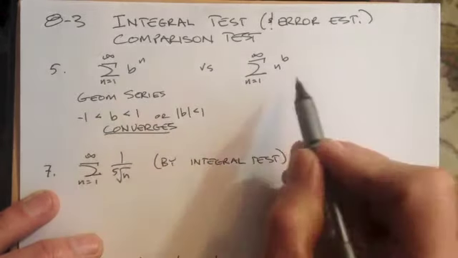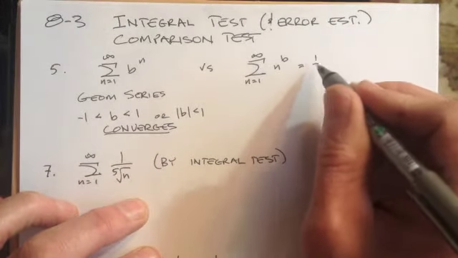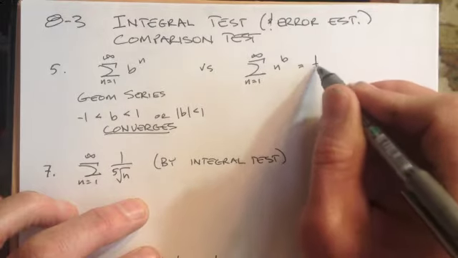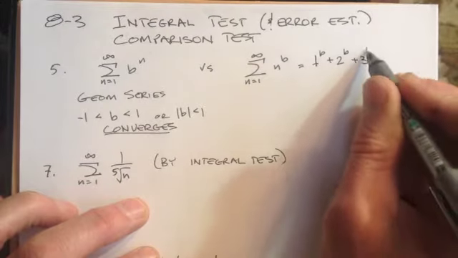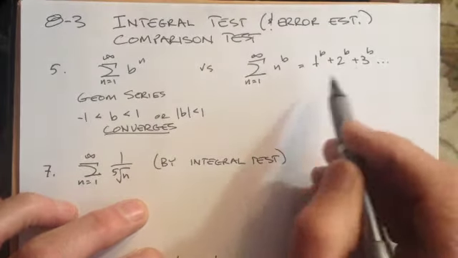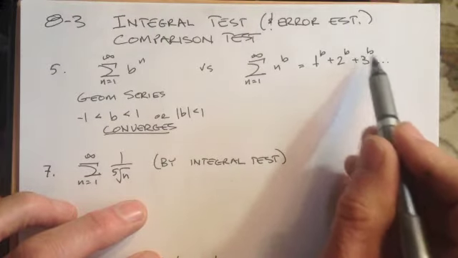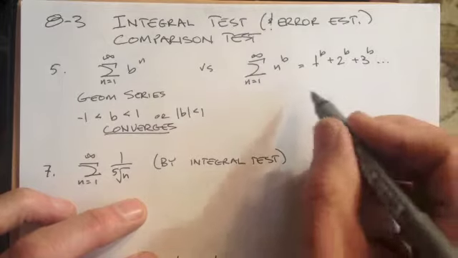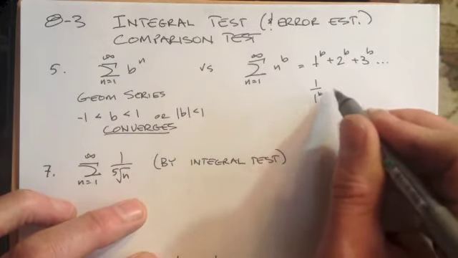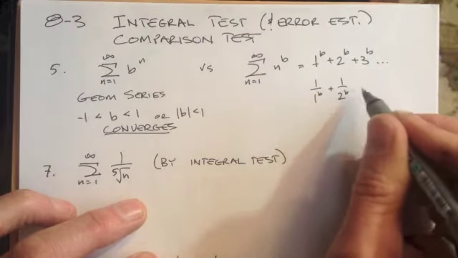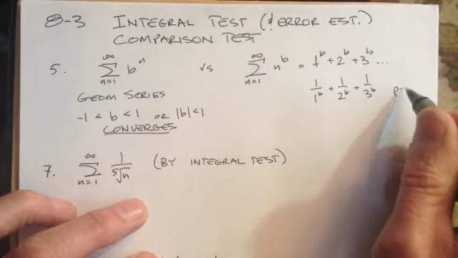Alright? In this case, n to the b, well, that's like we're saying 1 to the b plus 2 to the b plus 3 to the b, dot dot dot. And it doesn't take a brain surgeon to realize that those are just getting big quickly and going to infinity. So we're more interested usually in the case of 1 over 1 to the b and 1 over 2 to the b and 1 over 3 to the b and so on. And that's what you call your p-series.